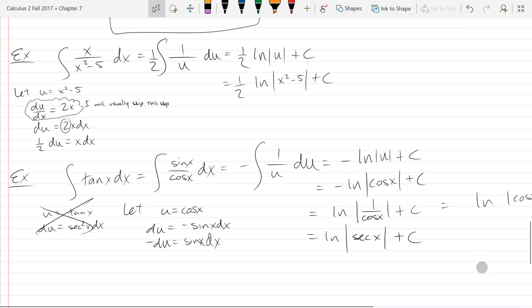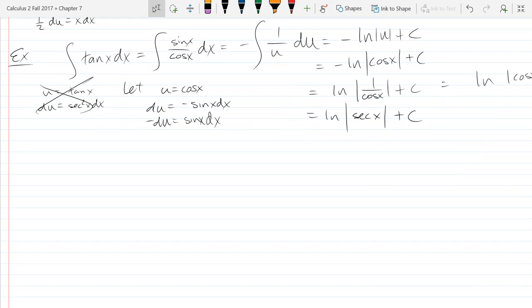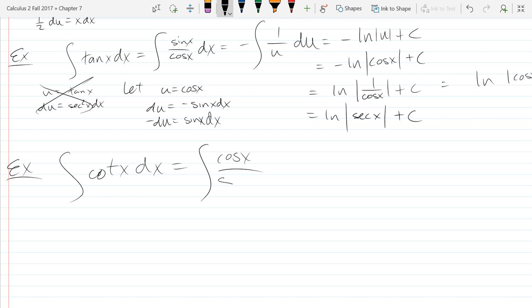So we got tangent. All right, so let's go on to the next one, which is obviously cotangent. We just did tangent, we're gonna do cotangent next. So that's almost just like tangent, except it's the reciprocal. So this one should actually be even a little easier than the tangent. It'll be almost exactly the same process.